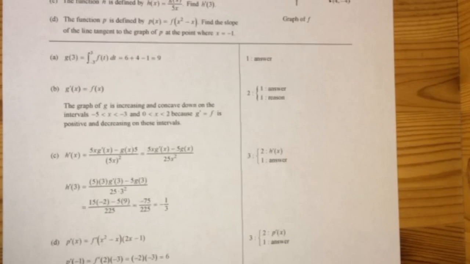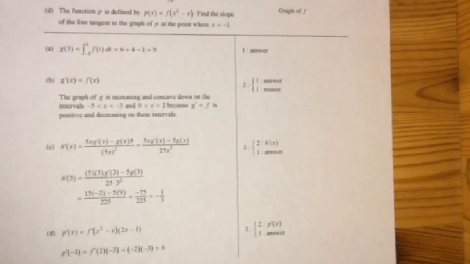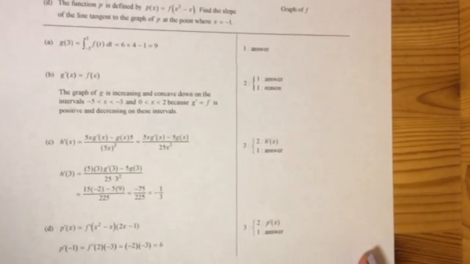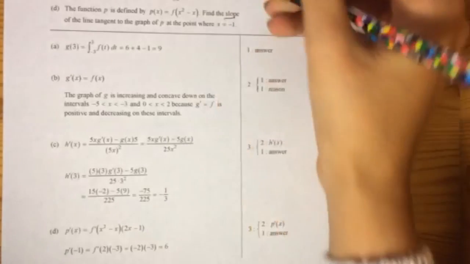For part C, you are awarded 2 points for correctly finding the derivative of h of x, and you are awarded 1 point for the answer. A common pitfall for this question would be incorrectly using the quotient rule or incorrectly plugging it in. For part D, you are awarded 2 points for recognizing that the slope meant the derivative of p of x, and you are awarded 1 point for plugging in the numbers and finding the answer. A common mistake would be forgetting to notice that the slope means the derivative.